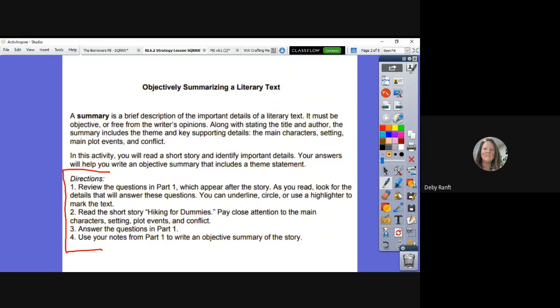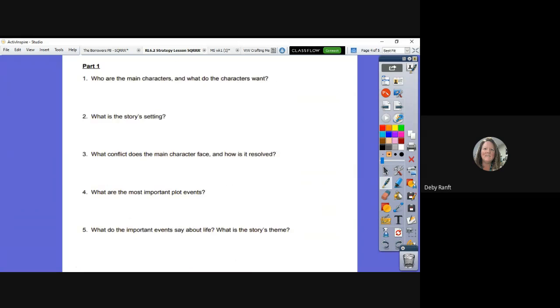Okay. Now, we followed our strategy for the directions. Are we ready to check it out with the text? Everybody have a highlighter? Yes. No. You need one? Speak now or forever hold your peace. I already have one. Awesome. Okay. I'm going to refer back to the directions because look, in number 1, it says review the questions in part 1, which appear after the story. Okay. Turn to the questions. What page is that on? Look in your packet. Here's one.